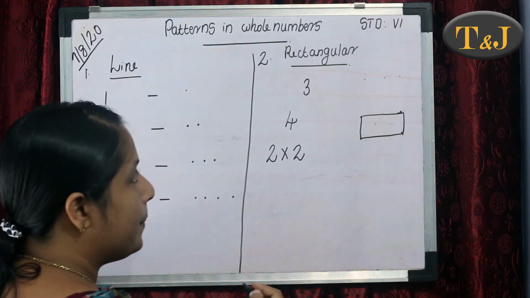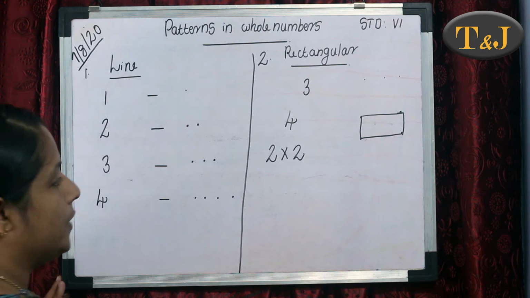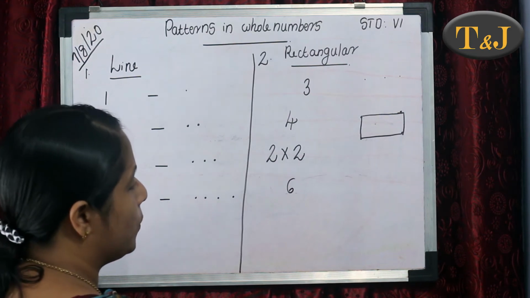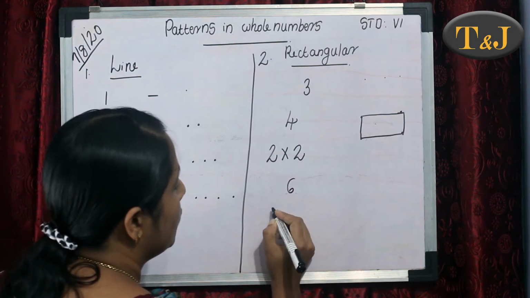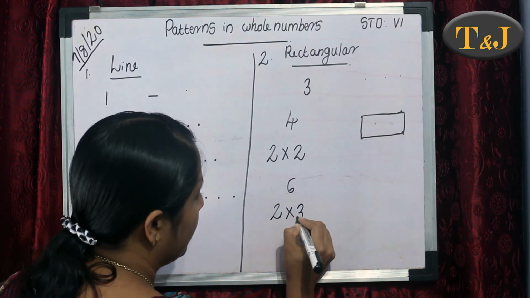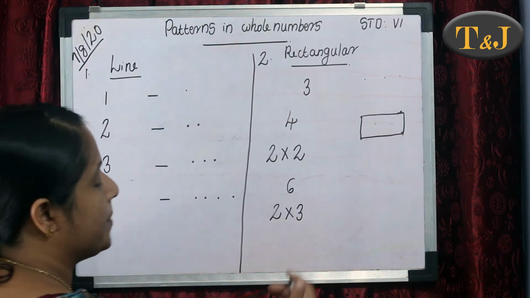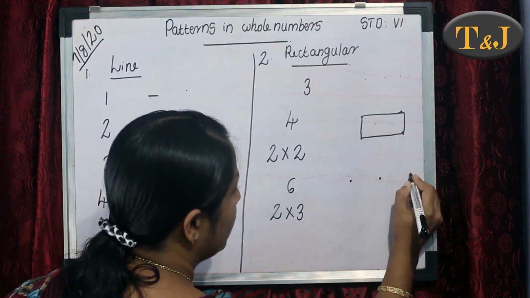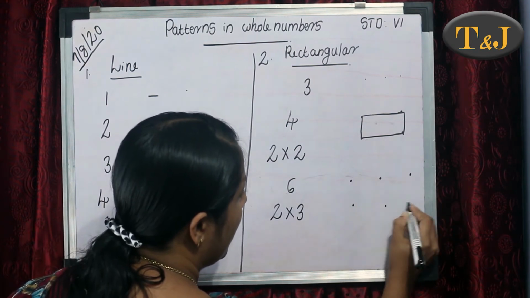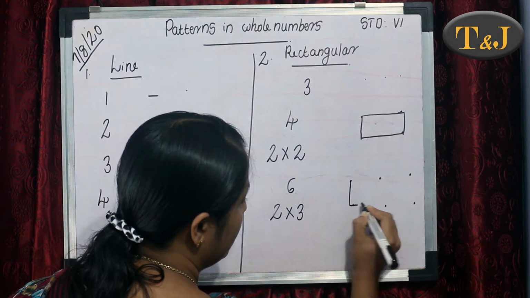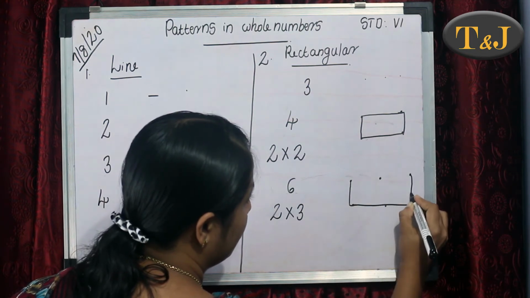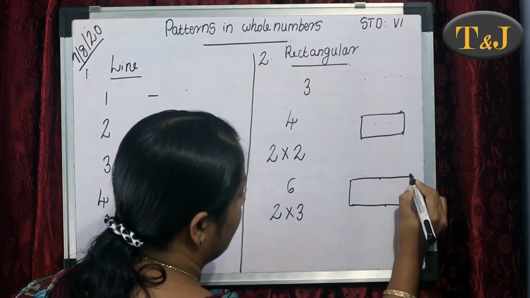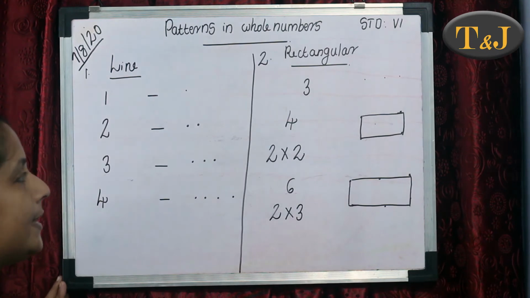Next, number 5 is a prime number, so it is not represented in rectangular form. Next we take the number 6. How can we write 6 as a composite number? 1 into 6, 2 into 3. Here we take 2 into 3. Then how can we draw the rectangular shape? First we put 1, 2, 3, 4, 5, 6. Joining these dots, we get 6 as a rectangular form.